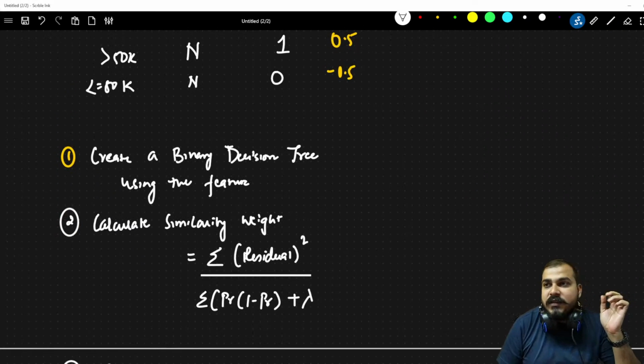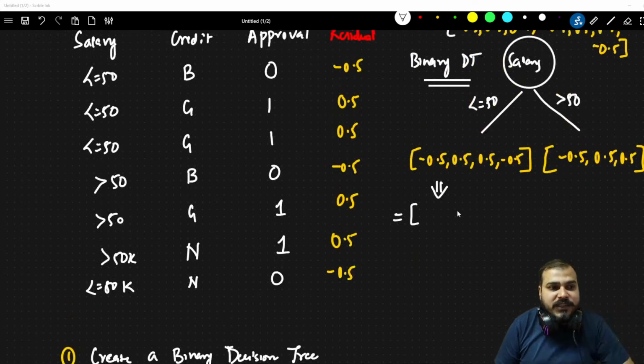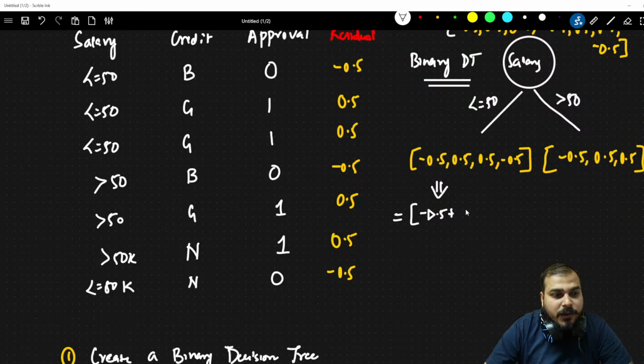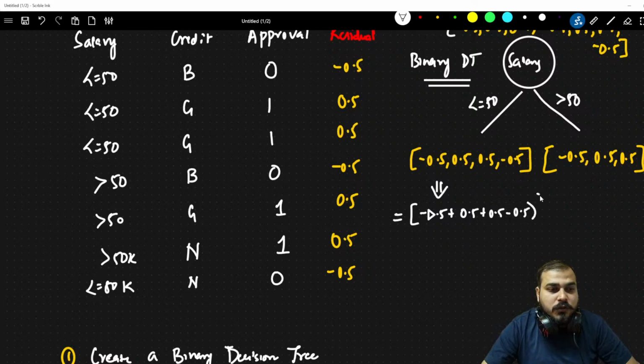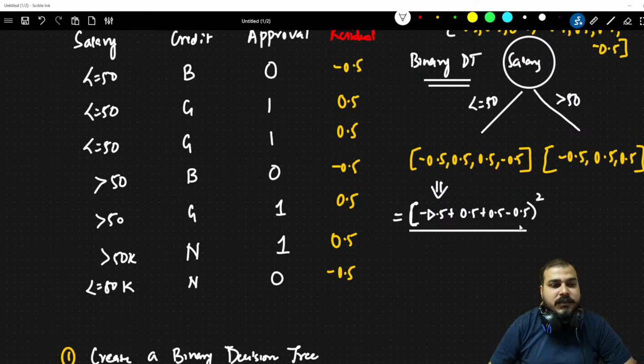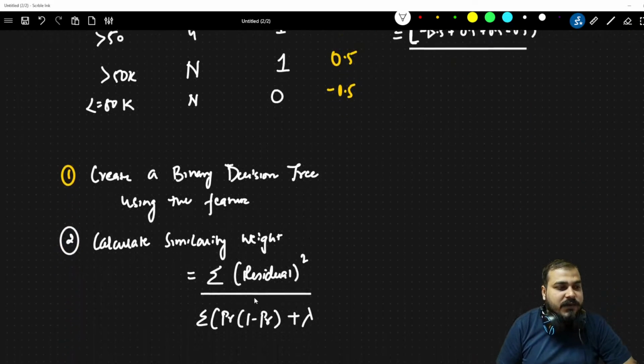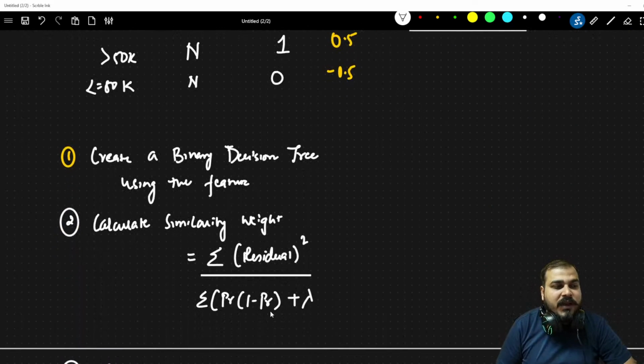Everybody, you can see sum of residual squares. So what do you think sum of residual squares will be in this particular case? How do I have to do it? I will take all these values, like minus 0.5, plus 0.5, plus 0.5, and minus 0.5, whole square, right? I'm just going to do the squaring of this, divided by, understand what it is divided by? It is divided by probability times 1 minus probability.